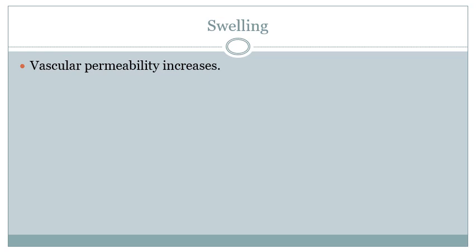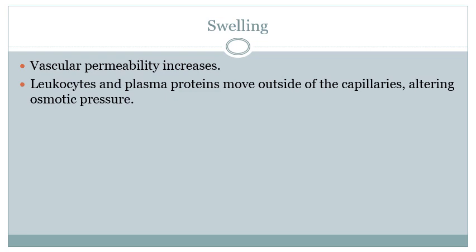As the gap junctions increase and the dilation increases, other things are going to go through. If they're becoming more permeable, they're going to become more permeable to everything. So leukocytes and plasma proteins move out. That's going to alter your osmotic pressure, which is what we just talked about. So the pressure primarily responsible for swelling is osmotic pressure.